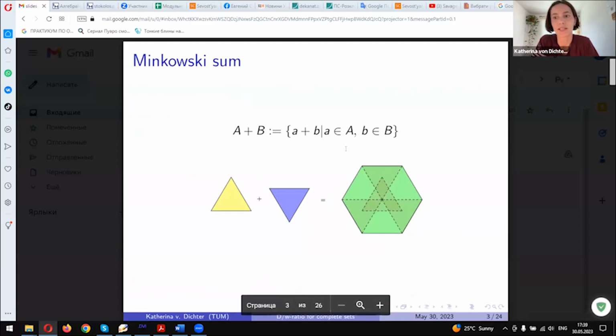So we need some notations. The first notation is the Minkowski sum. We take some sets A and B, and the Minkowski sum is just a vector sum. So you take a point a from A and b from B. Here you have a picture, a yellow triangle and a blue triangle. If you take the vector sum of them, you end up with this nice green hexagon. Please, next.